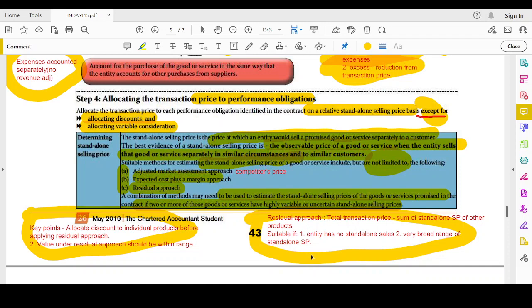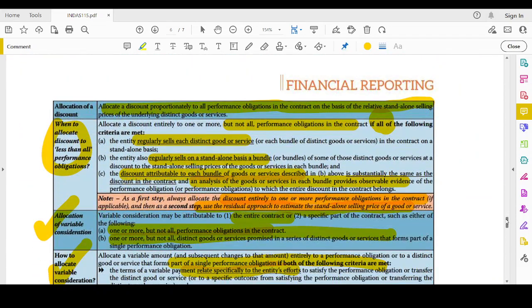It will be suitable only if the entity has no standalone sales, or a very broad range of standalone selling prices available, as I had from 1,000 to 1,500. In that case, the residual approach will be applicable. Then the allocation of discount: generally, if it is not identified to a particular product, we have to allocate it based on the standalone selling prices.